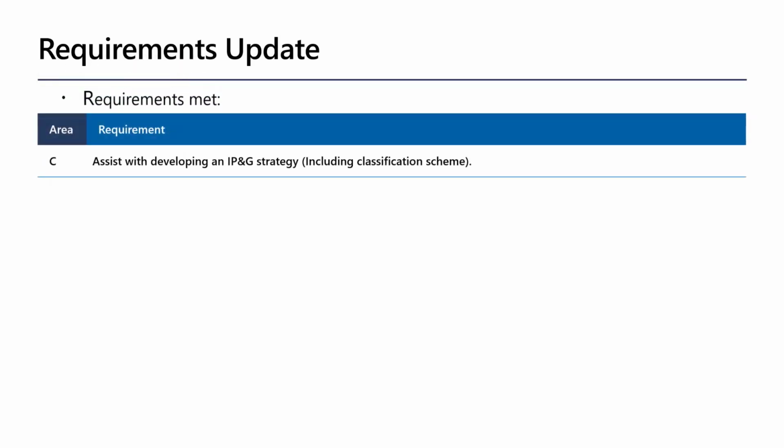Thanks, Brendan. Now, before we close out this episode, let's quickly go over the SBD requirements one more time to see if we have any updates and whether we managed to address any of the listed requirements. The main requirement that we managed to address after the first 2 episodes is the assist with developing an information protection and governance strategy including classification scheme requirement. As now we know what data we have and where it is located, we can pretty much start protecting and governing it with a clear written policy.